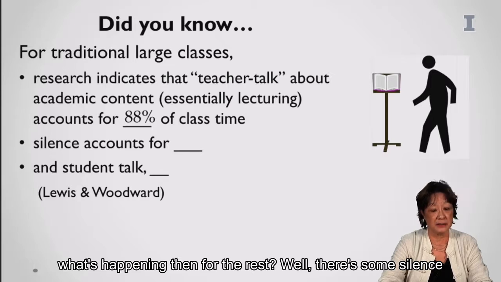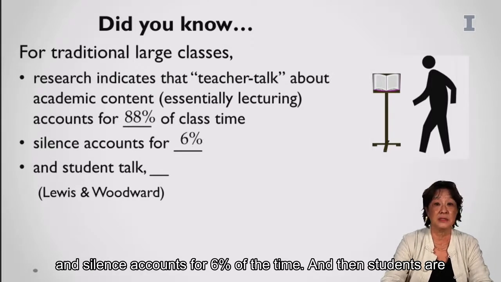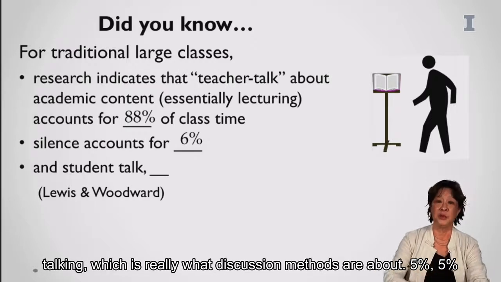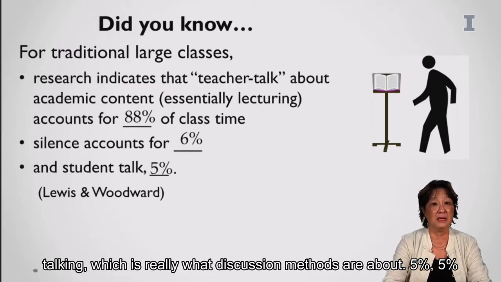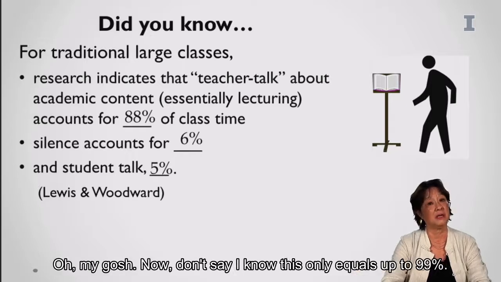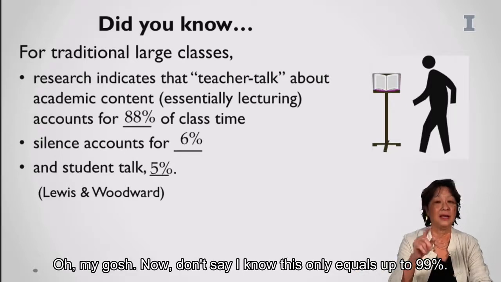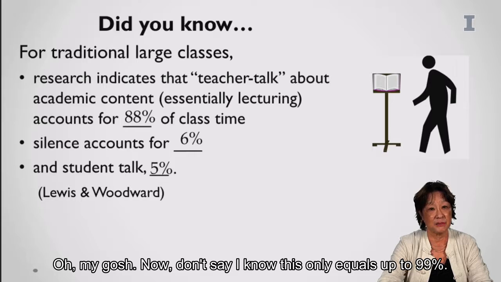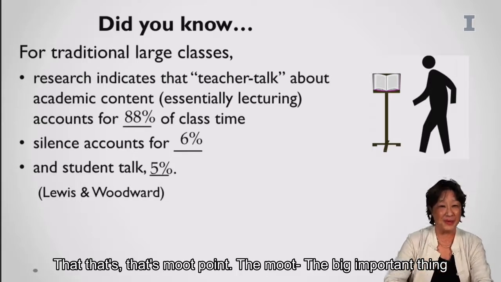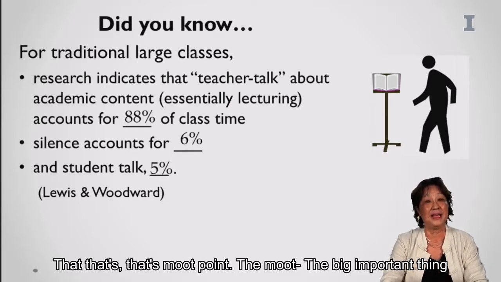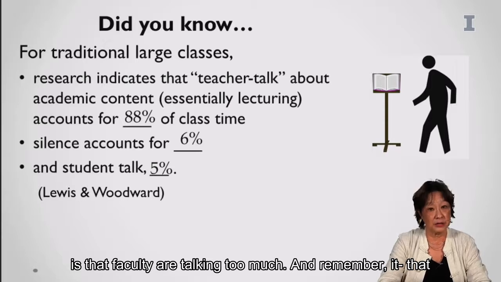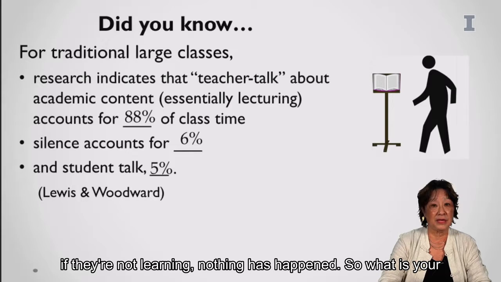Well, what's happening then for the rest? Well, there's some silence, and silence accounts for 6% of the time. And then students are talking, which is really what discussion methods are about. 5%, oh my gosh. Now, don't say, I know this only adds up to 99%. That's a moot point. The big important thing is that faculty are talking too much. And remember that if they're not learning, nothing has happened.